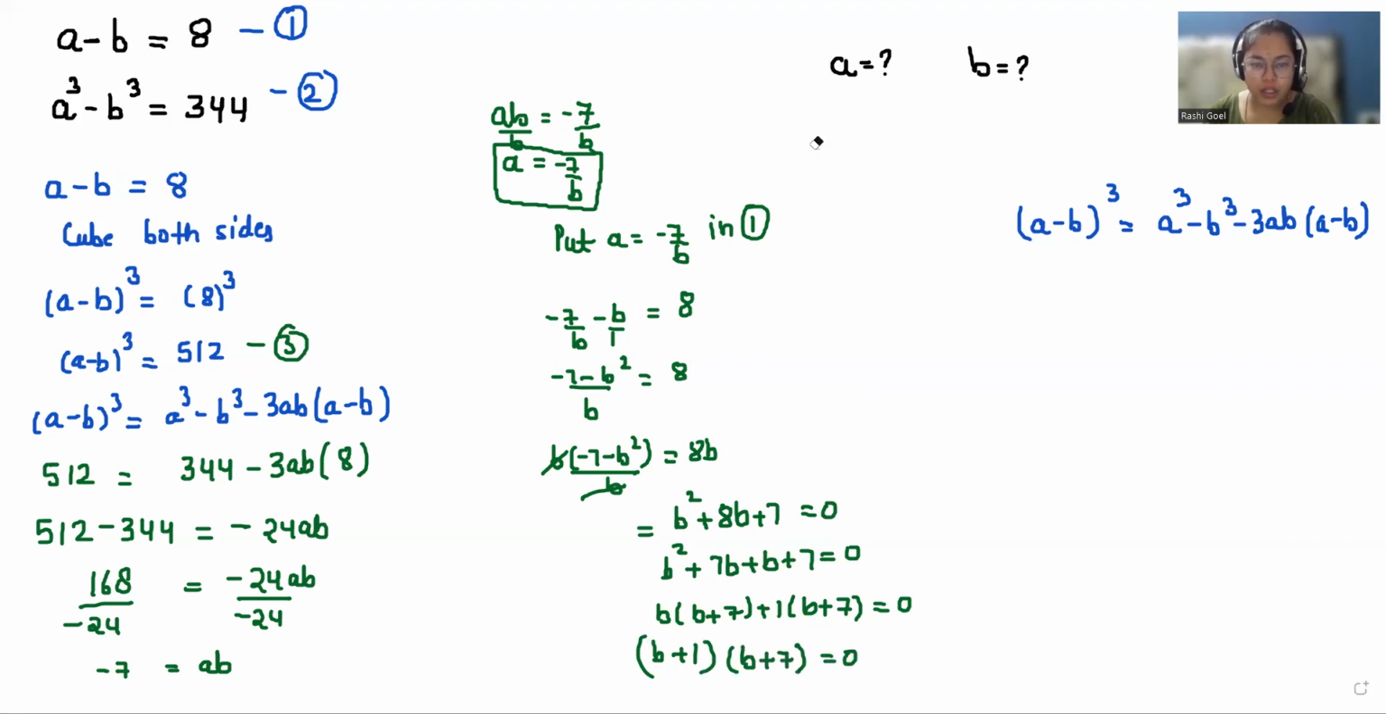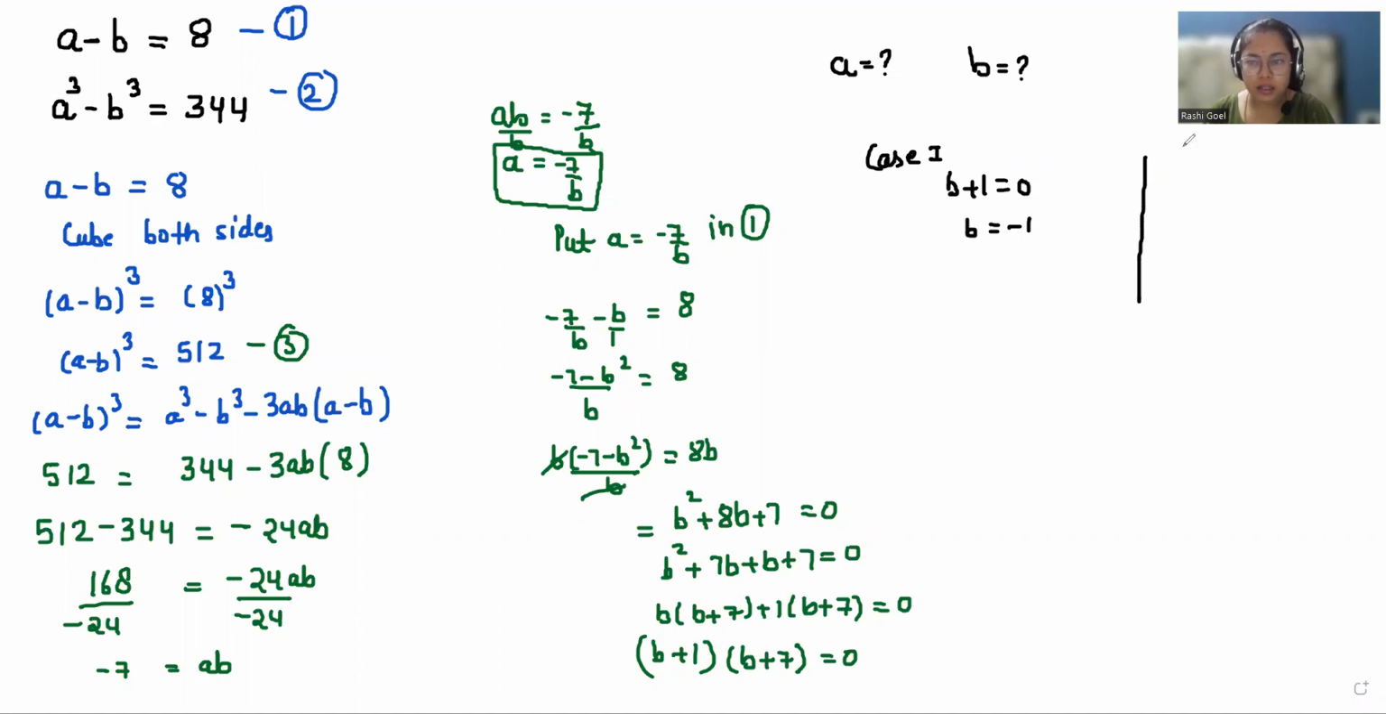Now we have two cases. Case 1, when b plus 1 is equal to 0, the value of b is minus 1. And case 2, when b plus 7 is equal to 0, the value of b is minus 7. Now I'm going to put the values of b as minus 1 and minus 7 in equation number 1. Or here we can use it also in equation number 4.